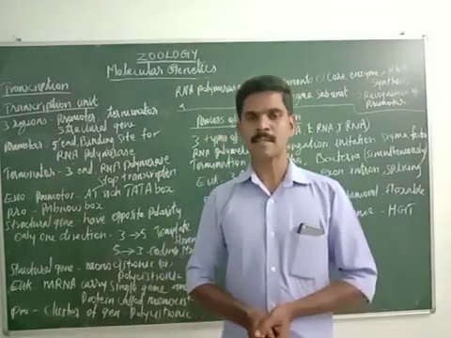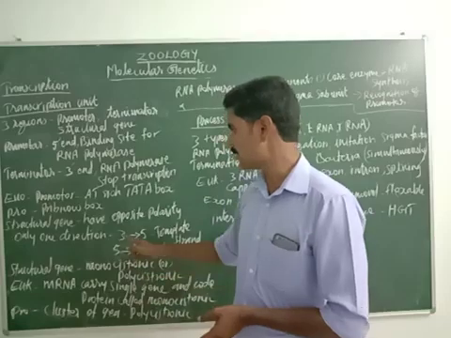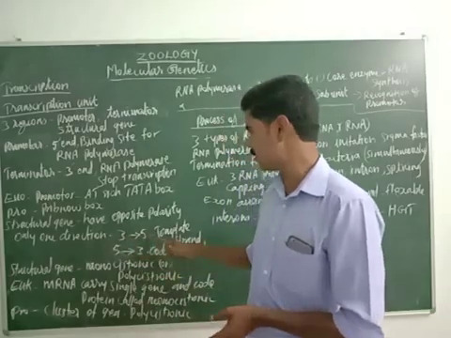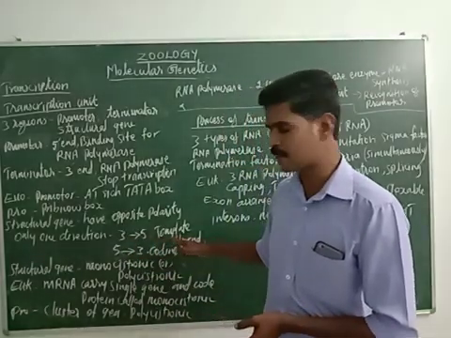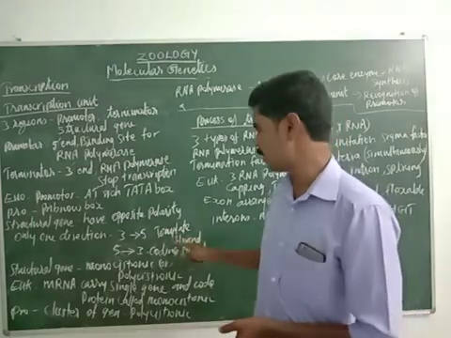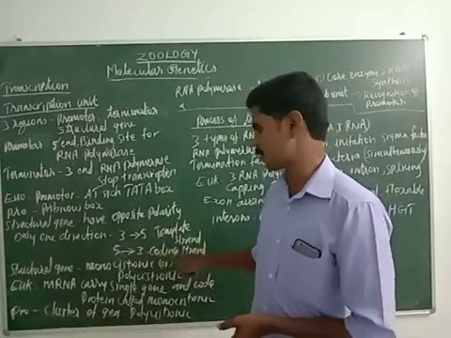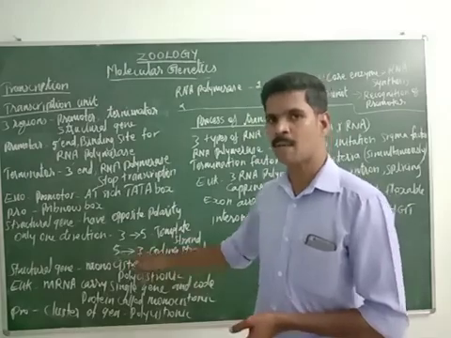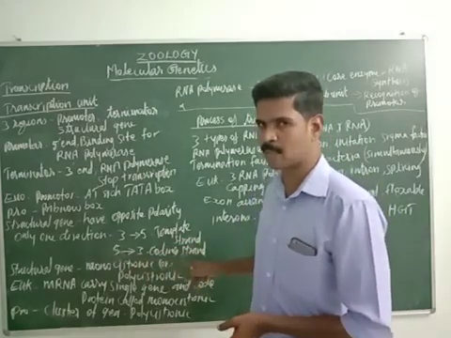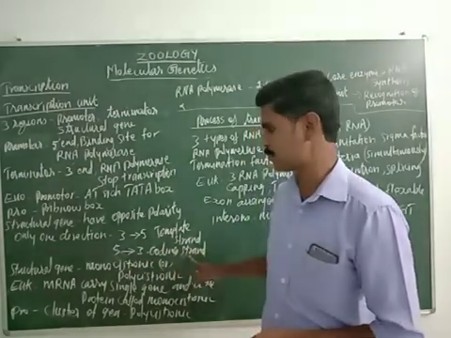Always the transcription process takes place from the 3' to 5' end. This 3' to 5' strand is called the template strand, and the opposite strand, here 5' to 3', is called the coding strand. Hope you all understood this point.